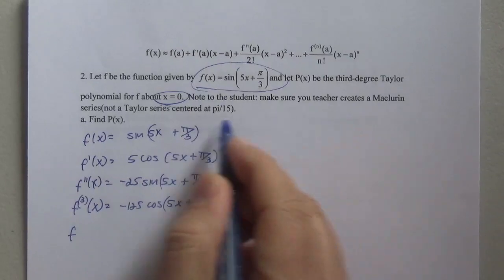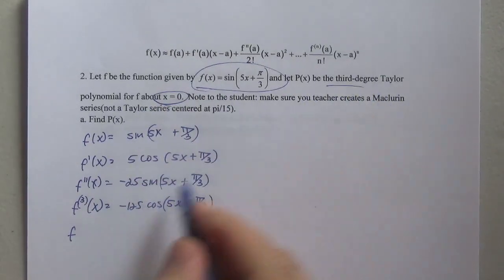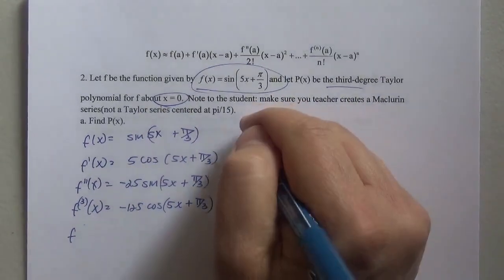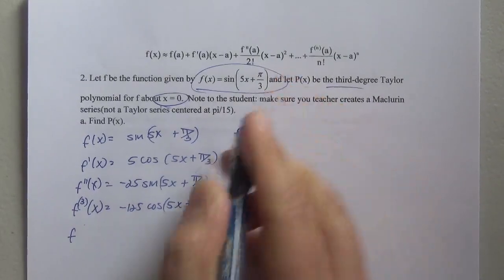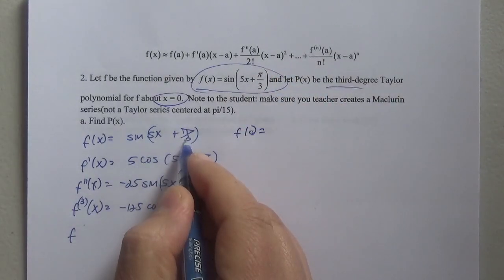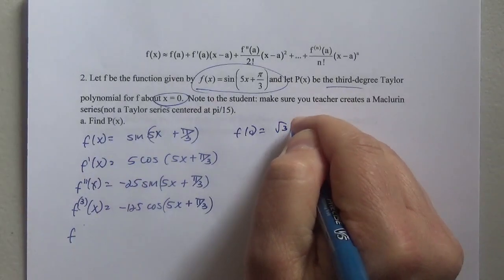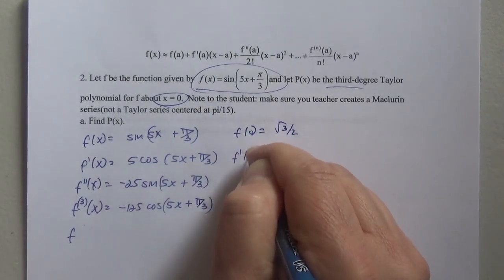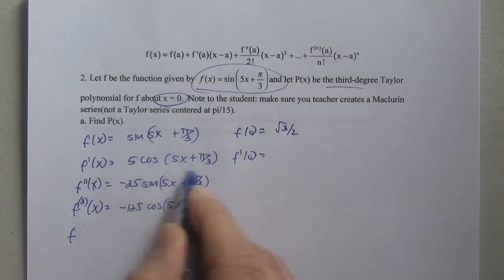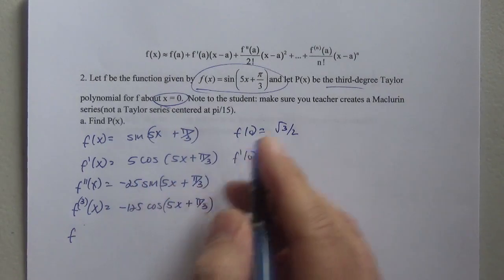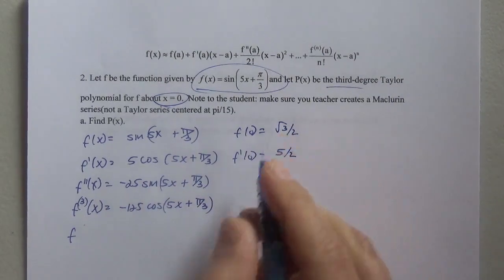What degree do I want to do here? Third degree. Oh, so I'm done. I don't need to do any more. f of 0. Well, 5 times 0 is 0. The sine of pi over 3 is radical 3 over 2. f prime of 0, that goes away. So it's the cosine of pi over 3, which is a half, times 5, which is 5 over 2.